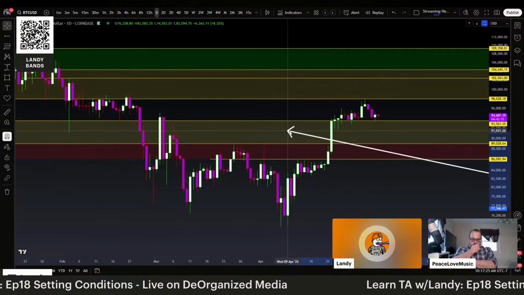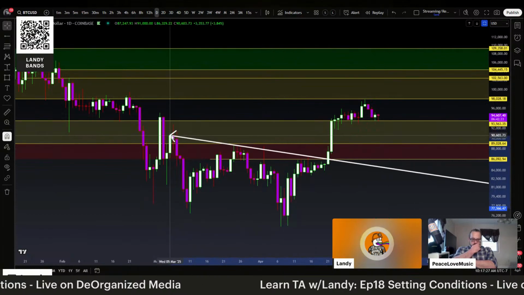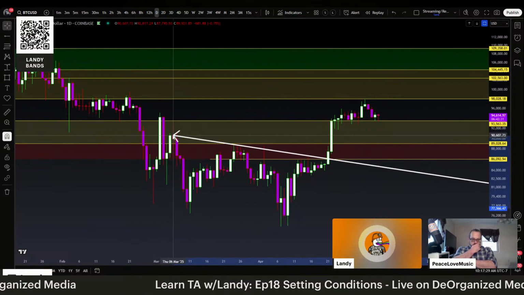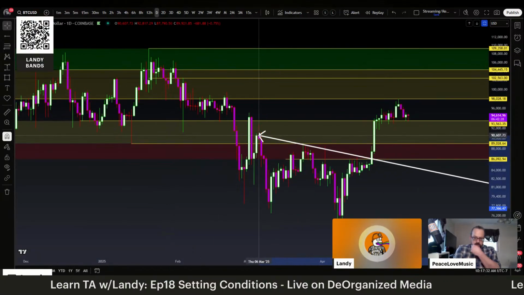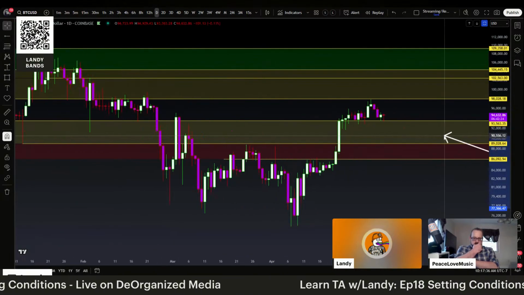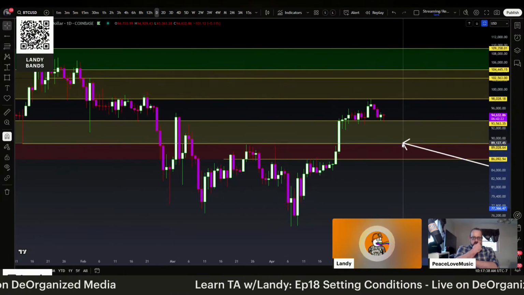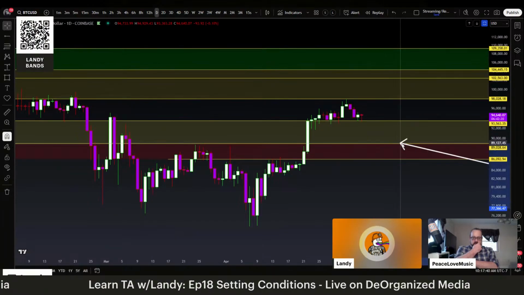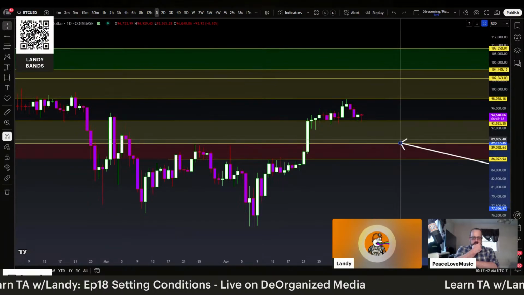If we start to drop that area, there are some areas to pay attention to on the daily here. There's like 90,000.5. There's also some confluent swings around that area, all the way down to that 89. And that's where we're just looking at the candles.